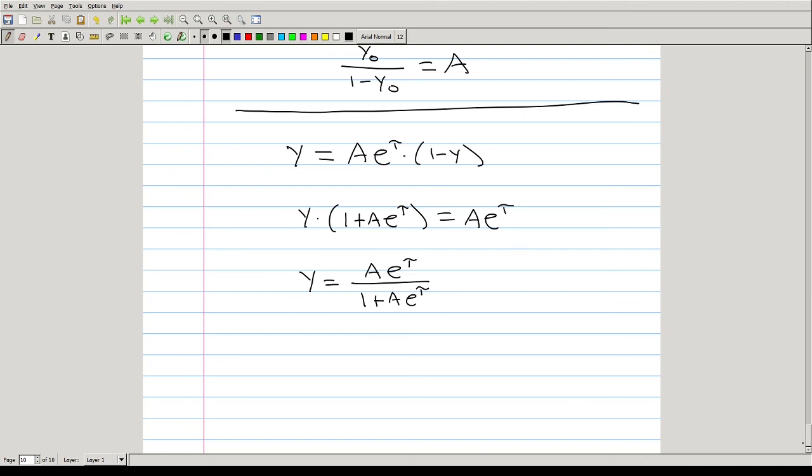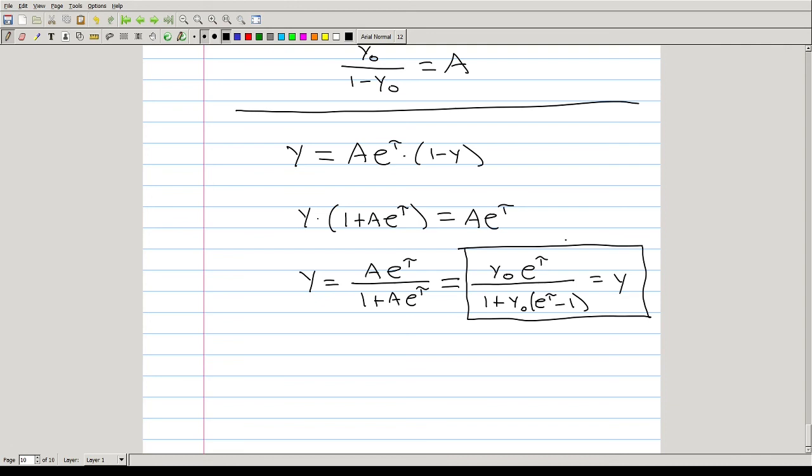And when we plug in what we found for a, y naught over 1 minus y naught, this simplifies even further, down to y naught e to the tau over 1 plus y naught times e to the tau minus 1. Remember, this is the non-dimensional solution, which is important for letting our mathematics be relatively pain-free and smooth.